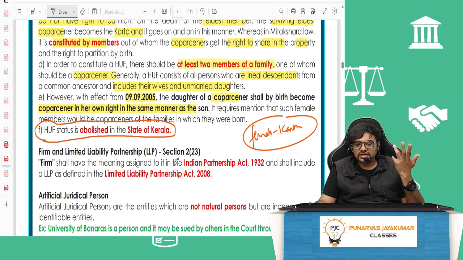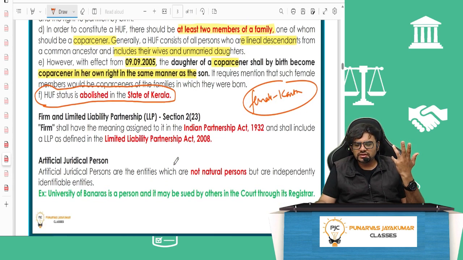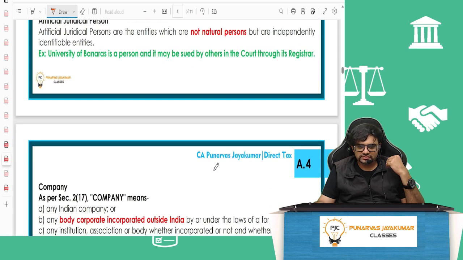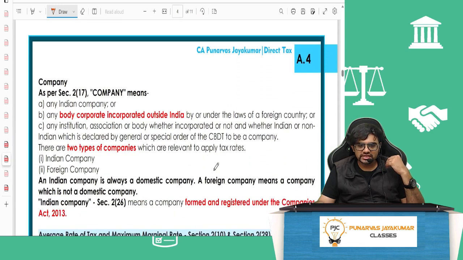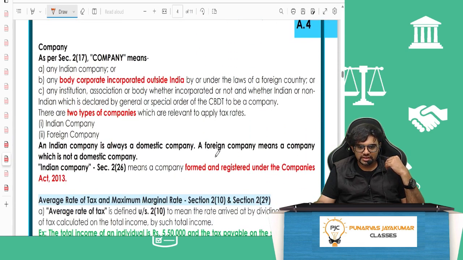Firm and LLP have the same meaning as per the Income Tax Act. For the Income Tax Act, a firm is the same as an LLP. No change. But what is the actual difference? An LLP is registered under the LLP Act. The ROC, Registrar of Companies, will register it as an LLP, whereas a firm need not be registered. If you register, it's your wish, otherwise it need not be registered. Artificial juridical person is like a university and all those things. Company, we will see in the later part. Indian company and all that.